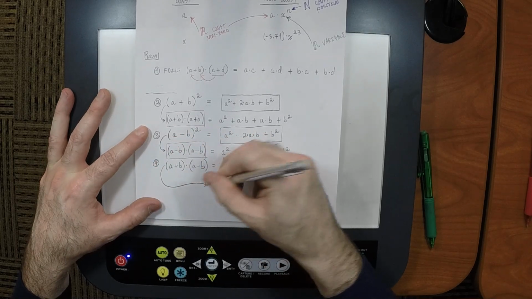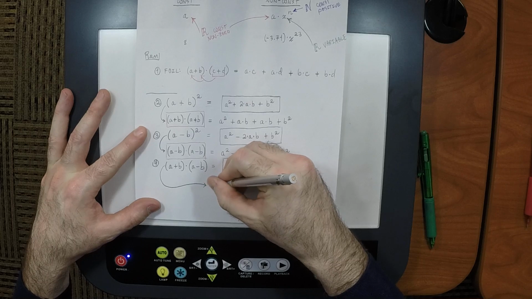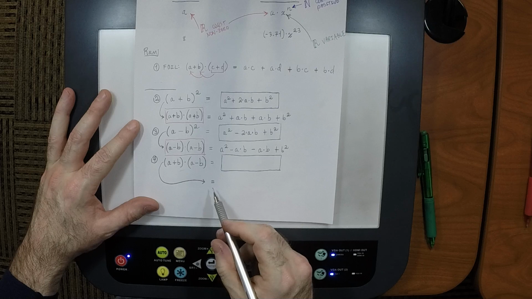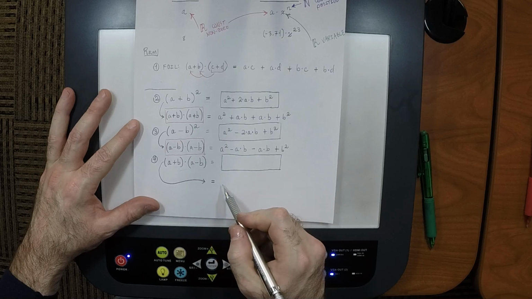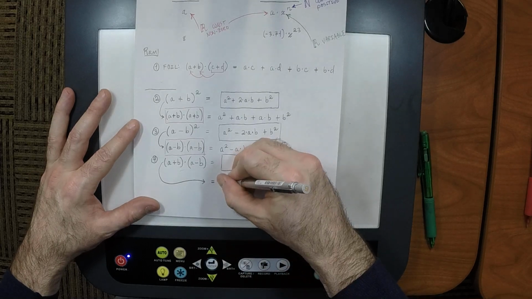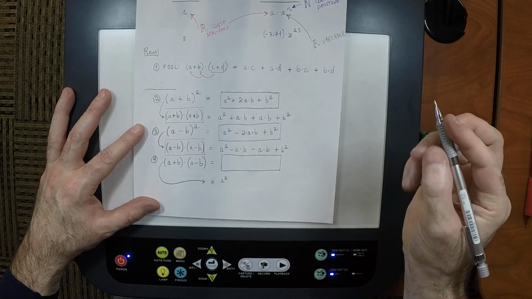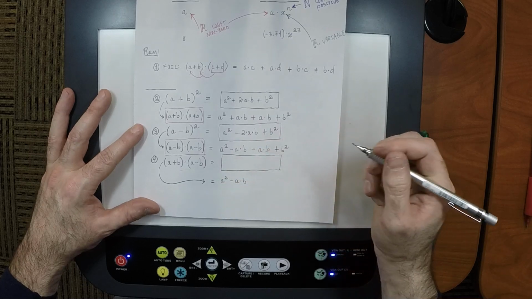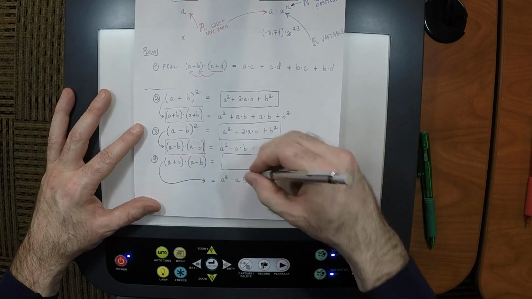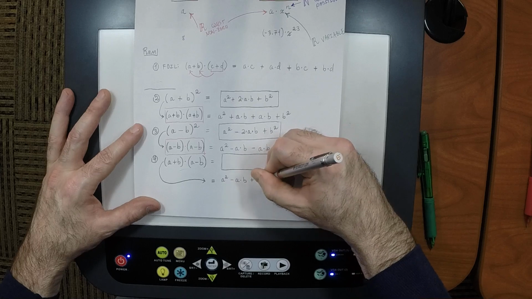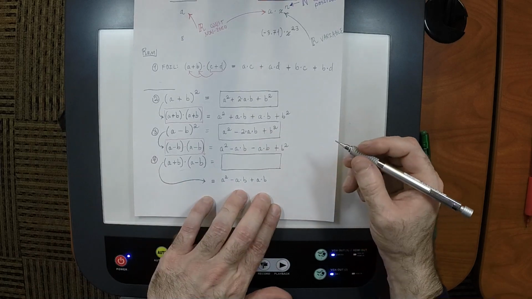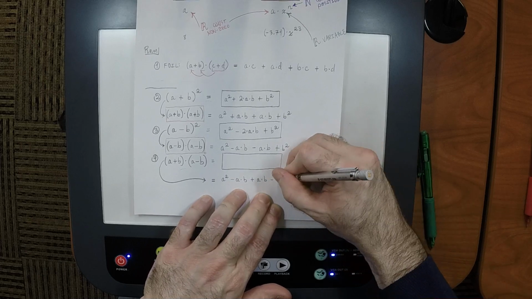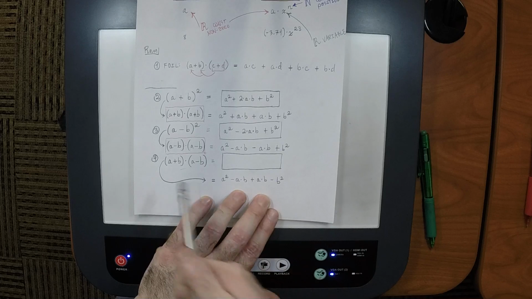So again, in the FOIL terminology, we'll use FOIL to carry it out. What's the F term? A squared. The O term? Minus AB. The I term? Plus AB. And then the L term? Minus B squared. And again, now we have minus B squared because one of them is plus B and the other minus B.